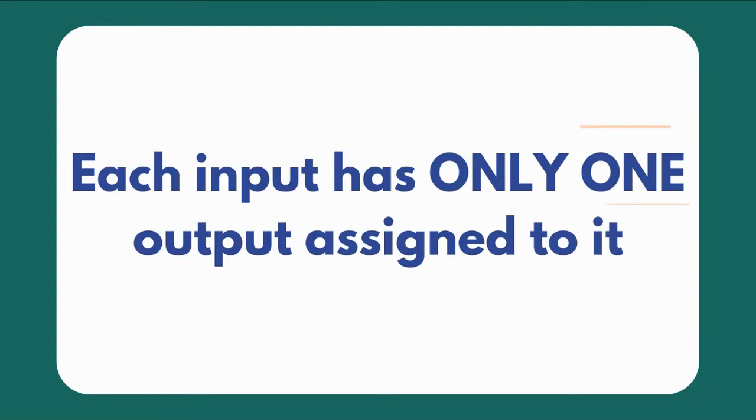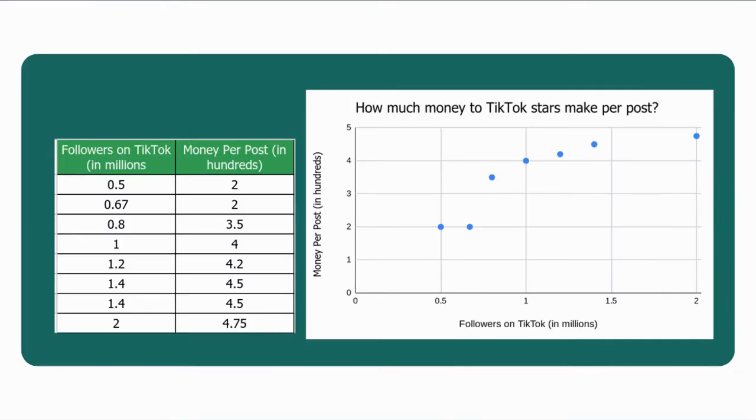Well, in order to be able to determine if this is a function, we would need to see that each input has only one output that is assigned to it. So each x value has only one y value that gets to go with that x value. So let's take a look at some data and try to decide if this relationship from our TikTok example is a function.